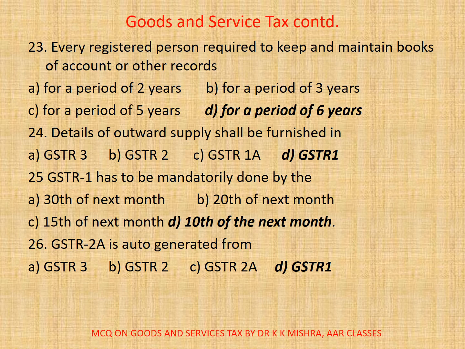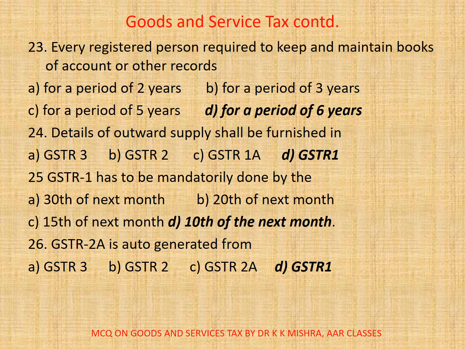24. Details of outward supplies shall be furnished in A. GSTR 3, B. GSTR 2, C. GSTR 1A, D. GSTR 1. The correct option is D. GSTR 1. 25. GSTR 1 has to be mandatorily done by the A. 30th of next month, B. 20th of next month, C. 15th of next month, D. 10th of the next month. Here correct option is D. 10th of the next month.